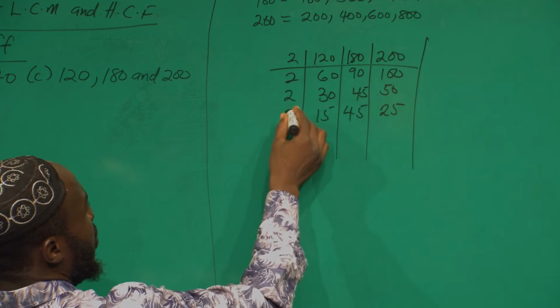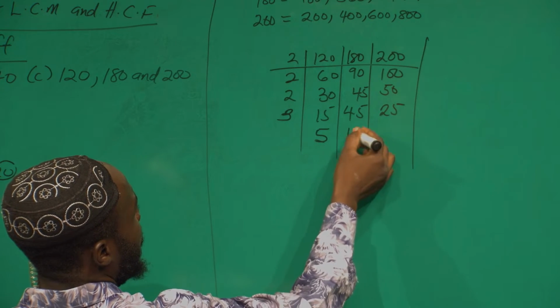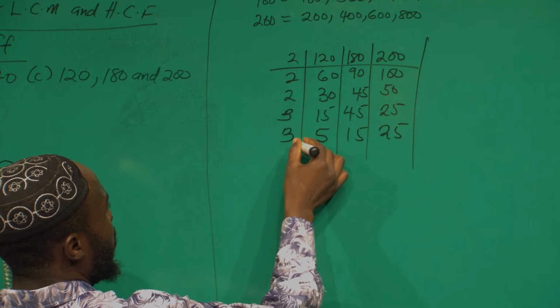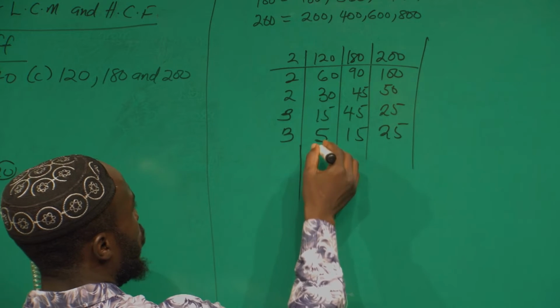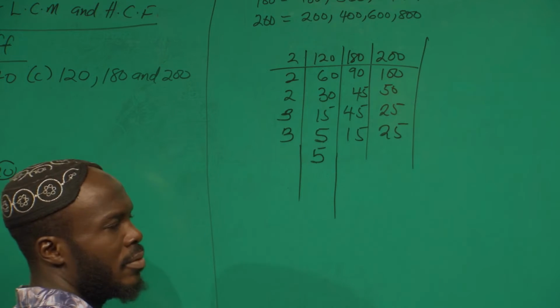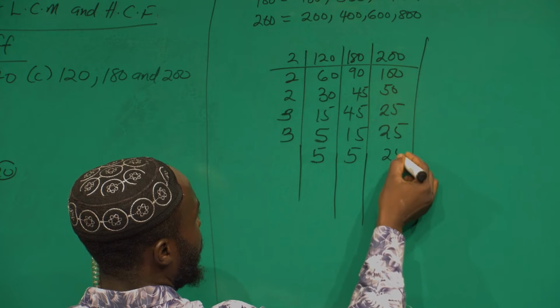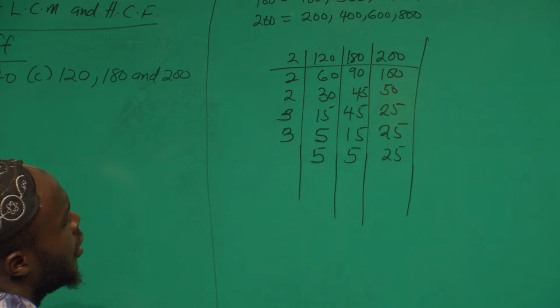3. 3 goes here, 5. Goes into 45, 15. Can't go into 25, so I repeat. Can 3 do the job? Yes. So we extend the line a little. Can't go into 5, repeat. Goes into 15, 5. Can't go into 25, I repeat. Can 3 go again? No.